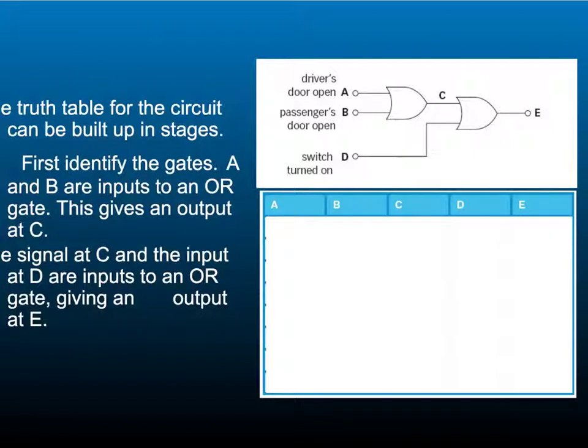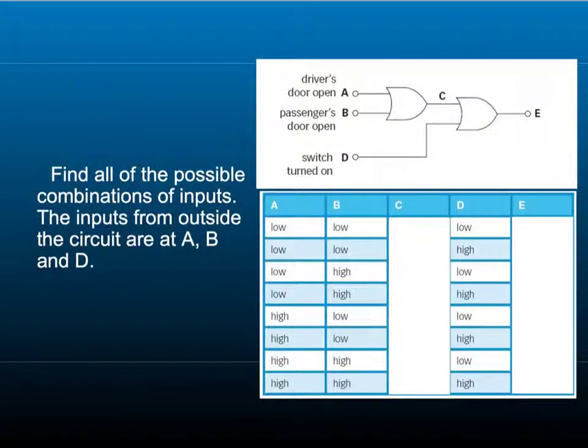You can see that the input to this logic gate comes from D and C. So the output of this one influences the output of this one. The second step is to identify all of the original inputs. So here, A, B and D are the original inputs.